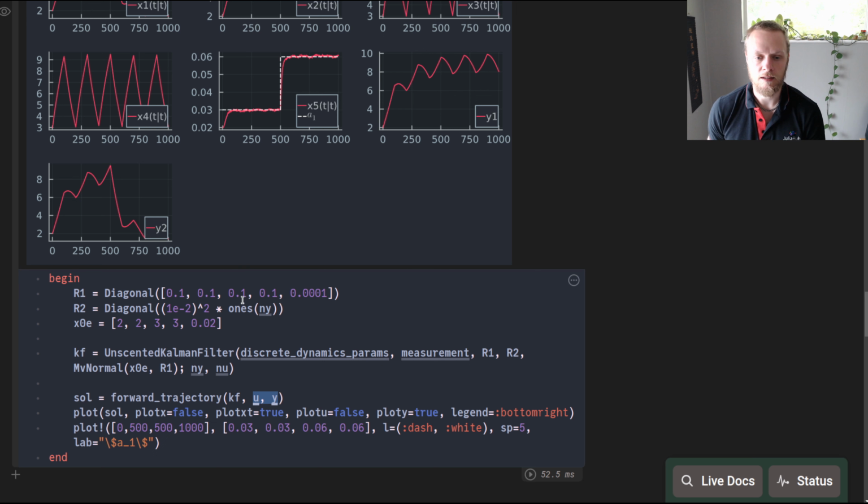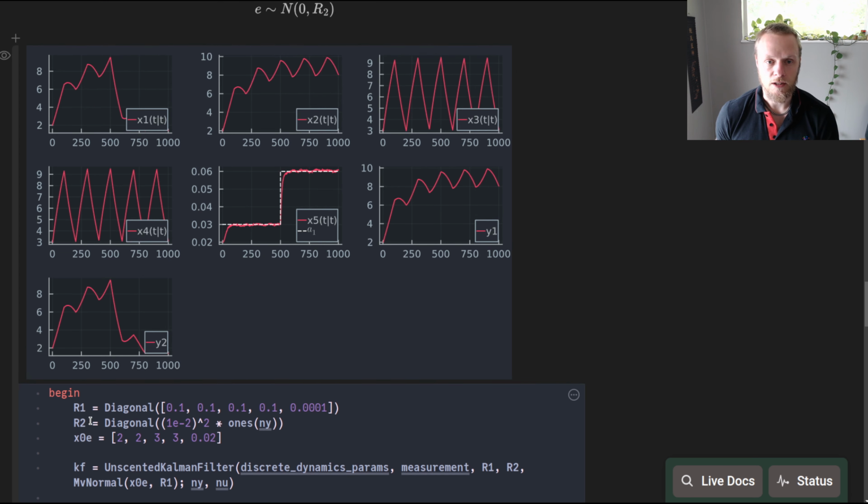So you can do it in a streaming fashion where you get one data point after another, and you continuously update your estimate of the state and the unknown time varying parameter. But here we do everything in one batch. All right, and then I plot the solution here. So we see an estimate of the now 5-dimensional state.